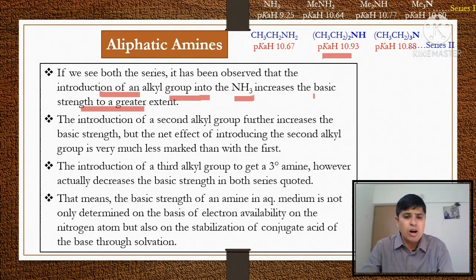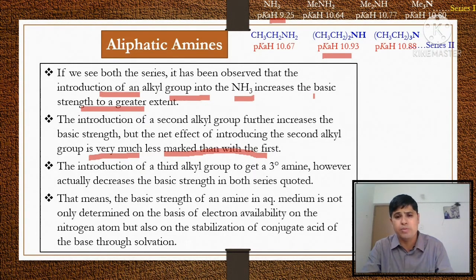Now, the introduction of a second alkyl group further increases the basic strength, but the net effect of the inductive effect of the second alkyl group is much less marked than with the first. See the net effect here. Ammonia in the first series has a pKaH value of 9.25. When we introduce one methyl group in methylamine, the pKaH value is 10.64, so it increases by 10.64 minus 9.25, around 1.4 units.